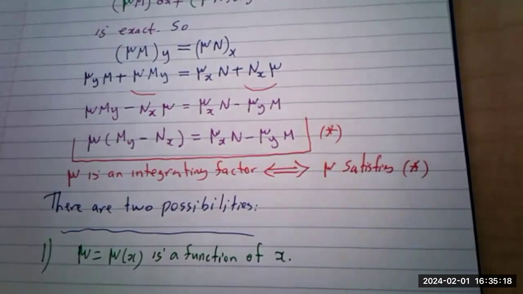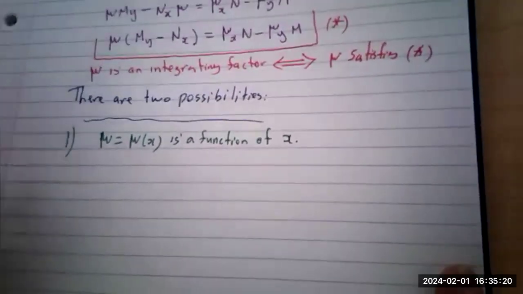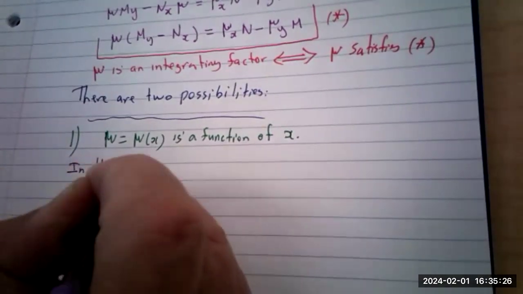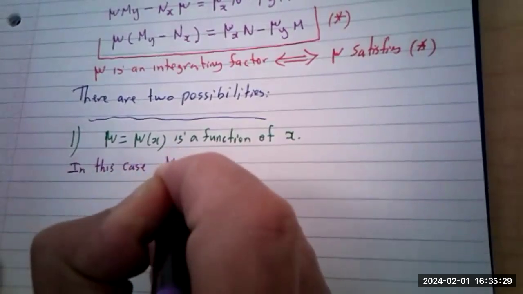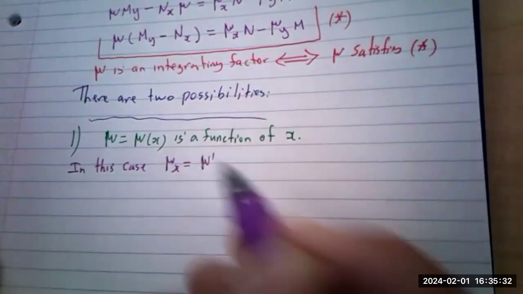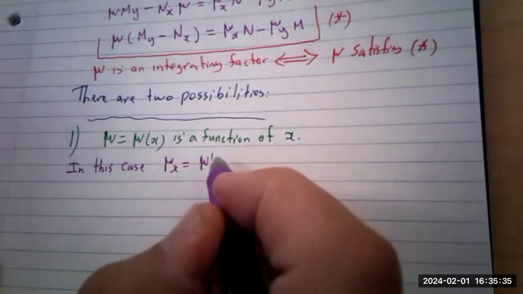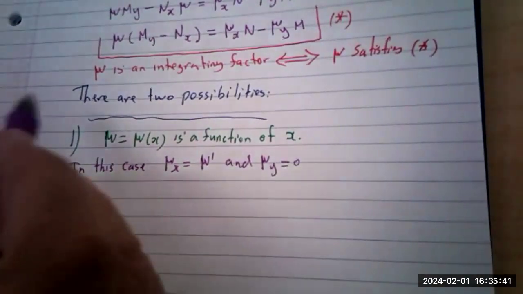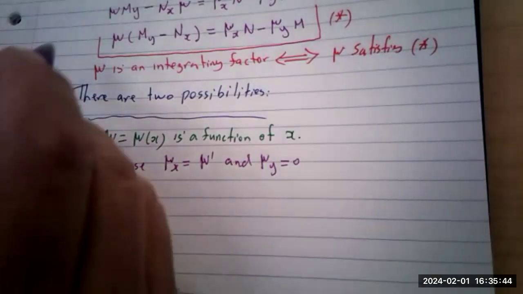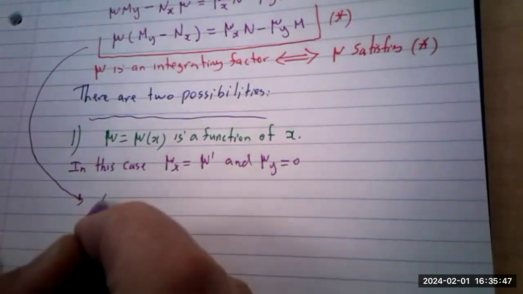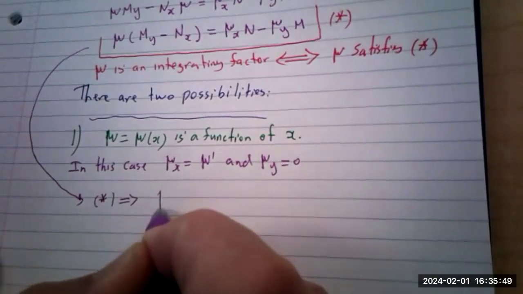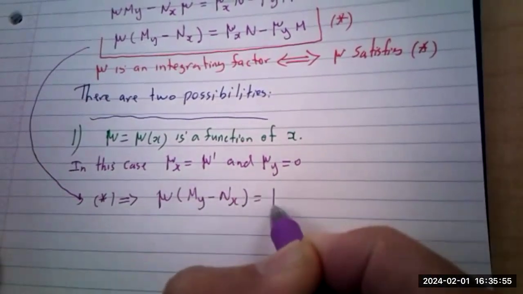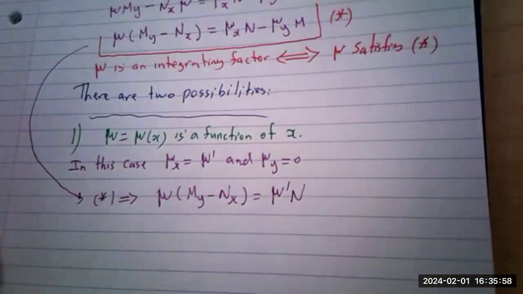As soon as you impose this condition, you have the one that you like, okay? So in this case, mu sub x, the partial derivative with respect to x, would be just mu prime, because there is no second variable. And mu sub y would be 0. Go to the star equation, substitute. So your star equation for this case would be mu times M sub y minus N mu sub x... would be mu times M sub y equal to mu prime times N. The leftover would be 0.